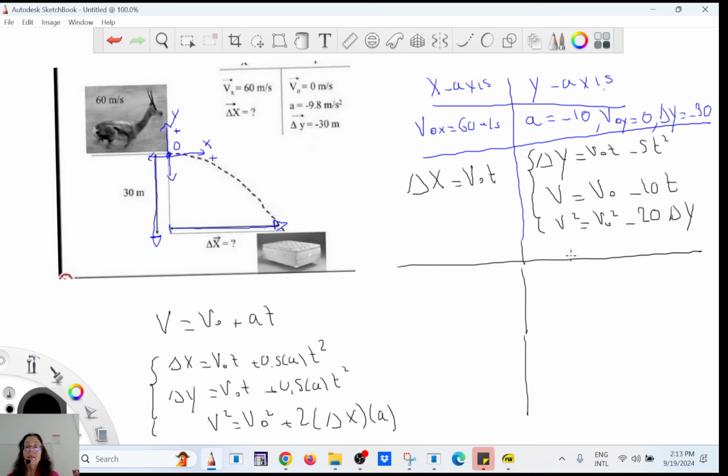Okay, so delta y, I know it's minus 30. Initial velocity is 0, so that term is 0 because the antelope is not pushed down when you start your stopwatch. And it's going to be minus 5t squared. Okay? So minus and minus is plus. So t squared equals 6. So t equals square root of 6. So t equals 2.45.